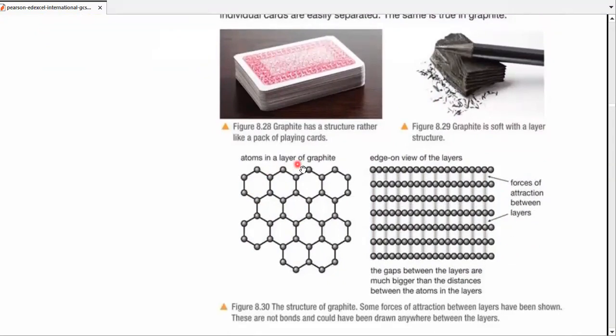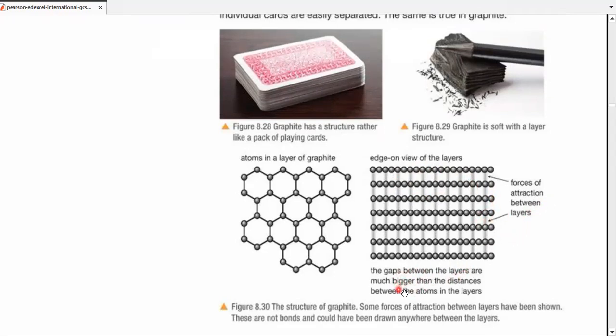Now, atoms in a layer of graphite are hexagonally arranged, so you can see 6 carbons on the 6 corners of the hexagon, and the hexagons are connected together. But if you have an edge-on view, the layers are connected in between with weak forces of attraction between the layers.